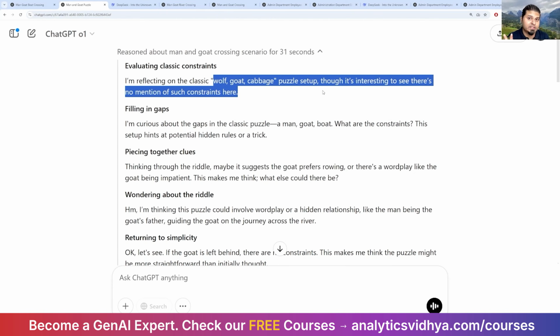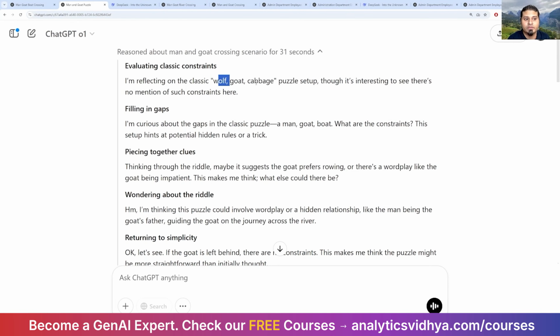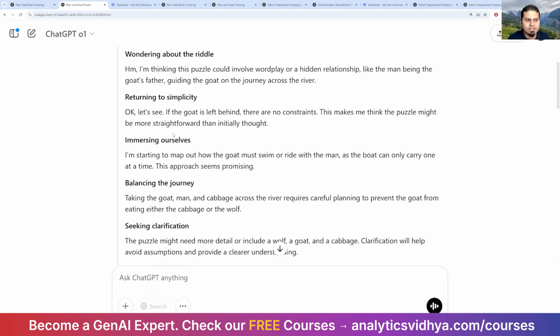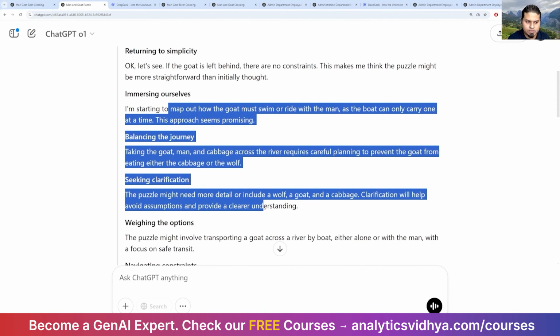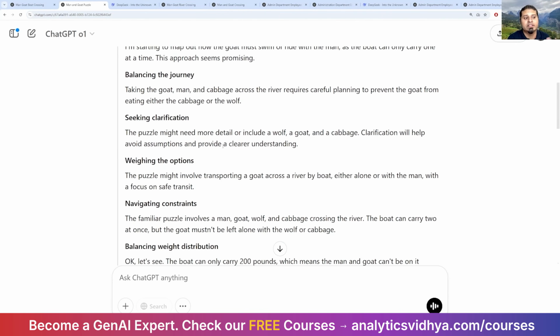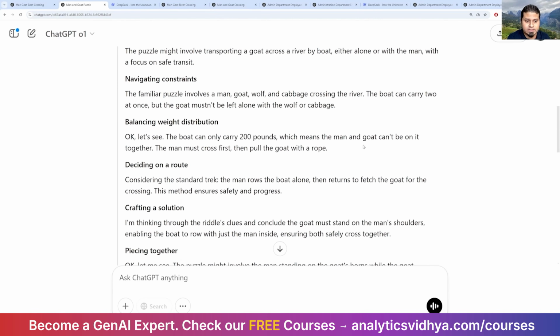it does identify, okay, there's a similar problem to this, but it doesn't really need to think about all of these other constraints. And then it starts thinking about what are the constraints, are there some hidden rules or a trick? And then it starts thinking about a bunch of steps, and it thinks the puzzle might need more detail, like a wolf, a goat, and a cabbage, but it doesn't really need that, right? So it's just overthinking stuff here.